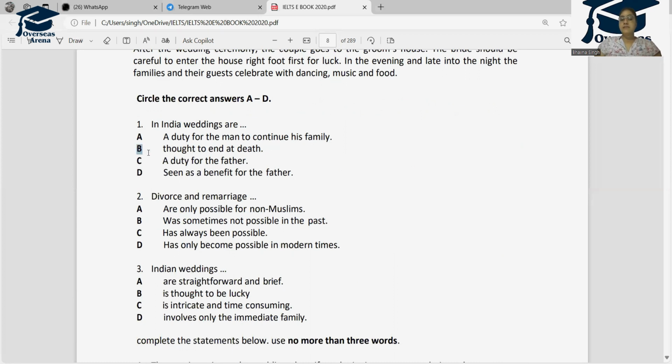B and C will be eliminated because they are not at all talking about death or duty of the father. C is incomplete. Duty for what? D, seen as a benefit of the father? Absolutely not. But if we look at the first option, a duty for the man to continue his family, this is absolutely correct. So the answer for this is A. It's a duty of the man to continue his family. This is how MCQs will be attempted.